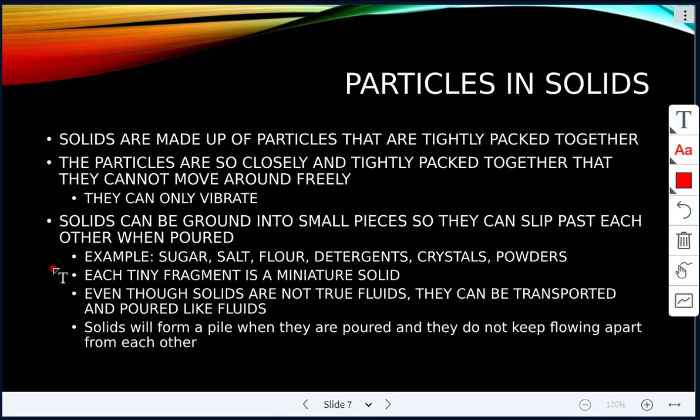So even though you can pour them, like if you were pouring out flour or sugar, they're still not true fluids. Even though they can be poured like fluids, they are still not fluids. The reason is that when we pour them out, solids will form a pile, and they do not keep flowing apart from each other.